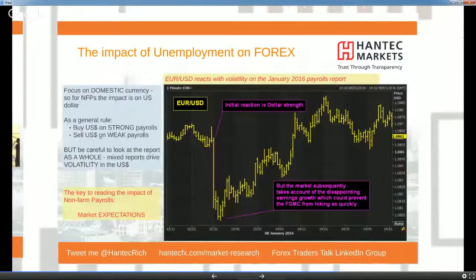Okay, so how does this all impact on markets? Well, starting on forex, you can certainly say that the domestic currency is going to be very volatile to the unemployment rate. So if you're looking at sterling, you'd be looking at the UK unemployment rate. If you're looking at the euro, you look at the eurozone unemployment rate. If it's the US, payrolls as well. So the domestic currency is a big driver of markets in terms of unemployment.